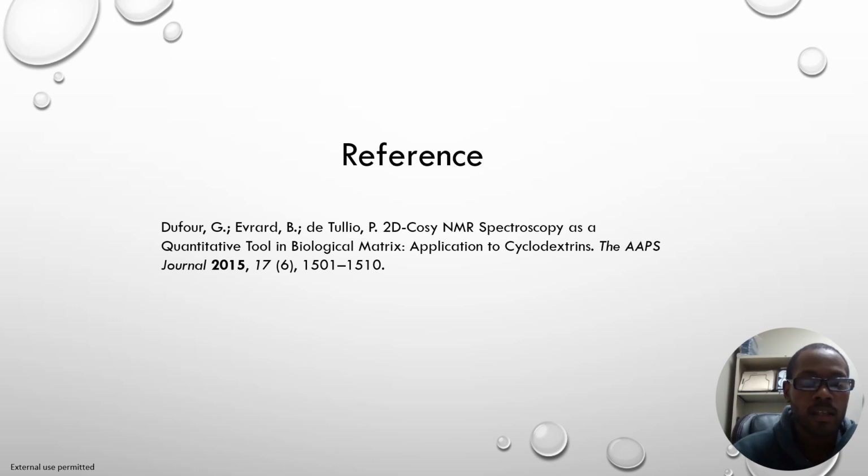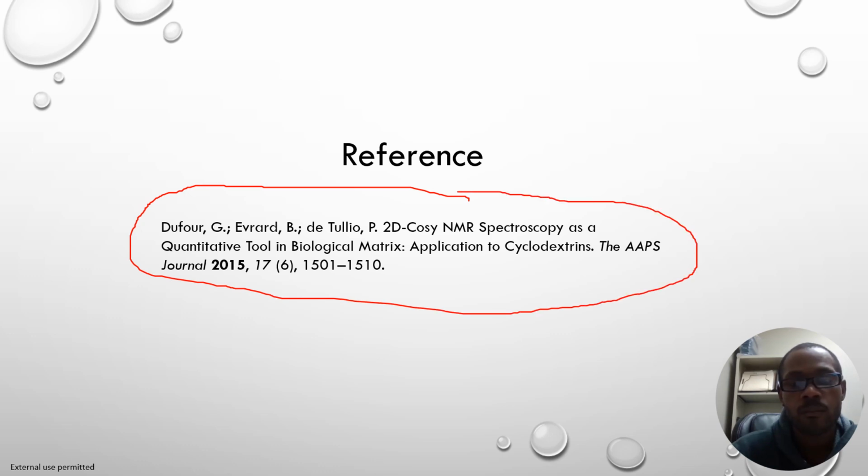Once again, the primary source was 2D COSY NMR Spectroscopy as a Quantitative Tool in Biological Matrices: Application to Cyclodextrin. The reference is seen below here.